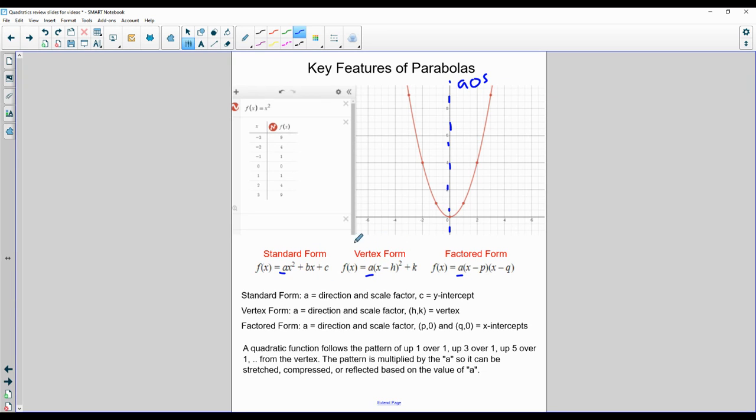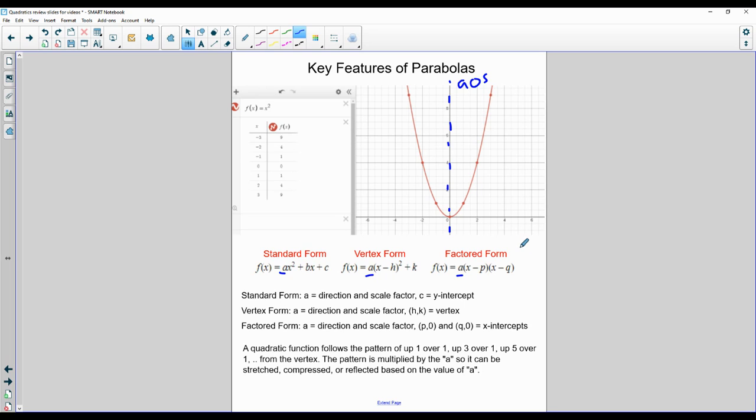And then vertex form, which I believe is the easiest form to graph from, because it tells us the most important point on the graph, which is the vertex, because it's the center, it's the min or max, and it's where the axis of symmetry is. There are other important parts like x-intercepts and y-intercepts, but the vertex is probably the most important point of a parabola. Vertex form tells us A, the same thing, but H and K are the vertex. The H is the x-coordinate of the vertex, and the K is the y-coordinate.